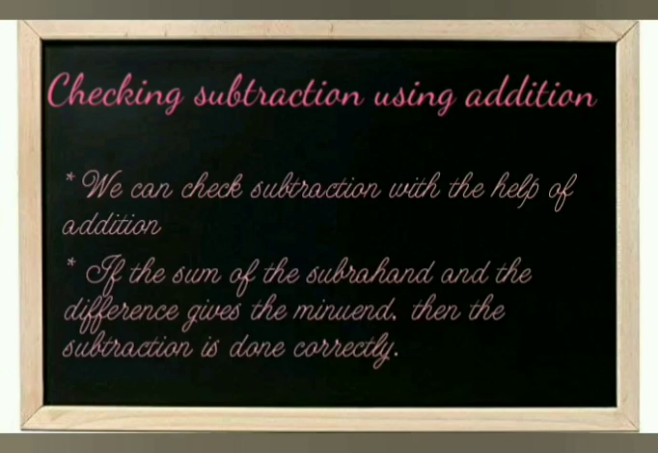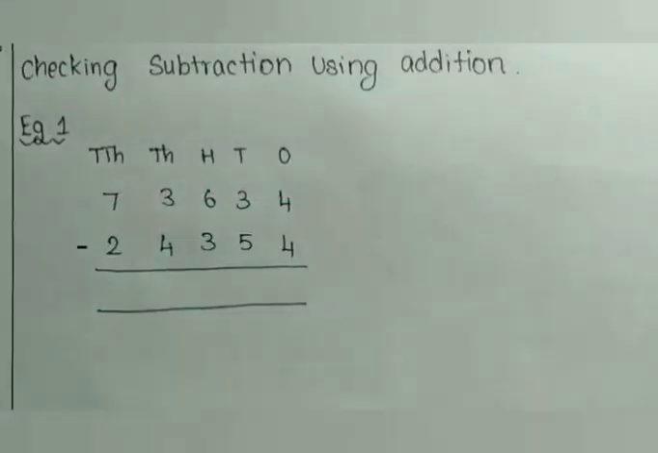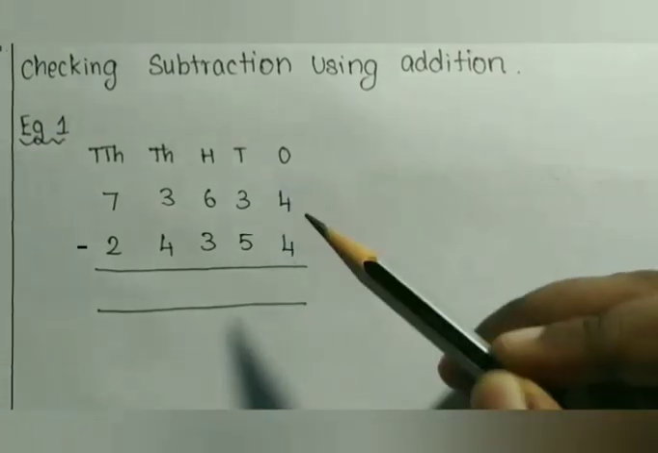We can check subtraction with the help of addition. If the sum of the subtrahend and the difference gives the minuend, then the subtraction is done correctly. So let's give a try with the help of an example sum. So let's start subtracting first.